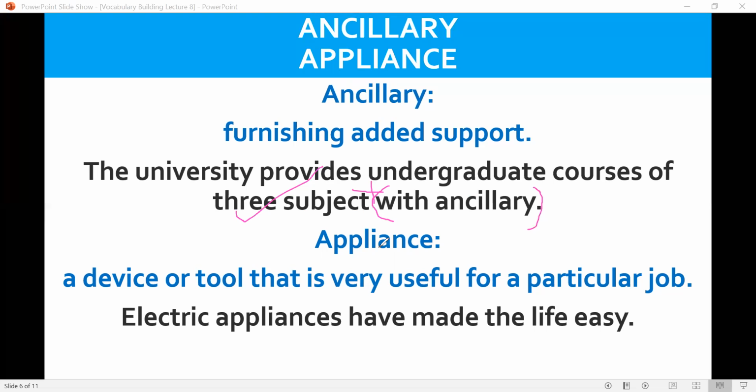Appliance, electrical appliance you have seen in your home, like fridge, television, meter, this water dispenser. Electrical appliances have made the life easy. A device or tool that is very useful for a particular job. Water dispenser cools the water for you. Refrigerator keeps your stuff and their taste intact.